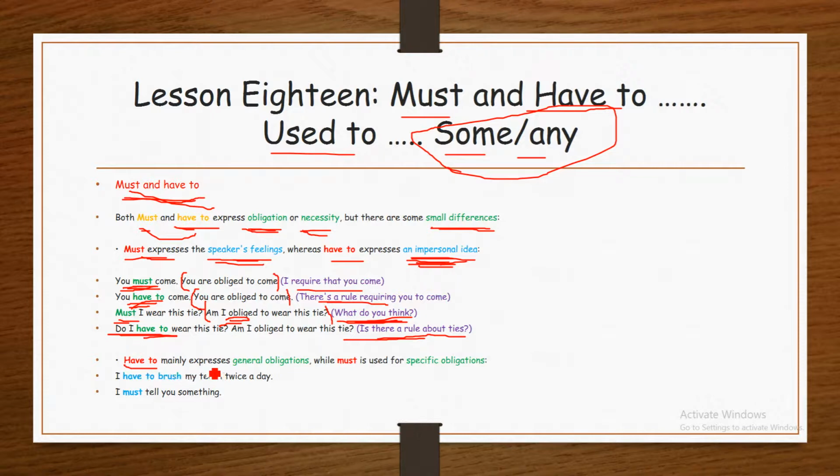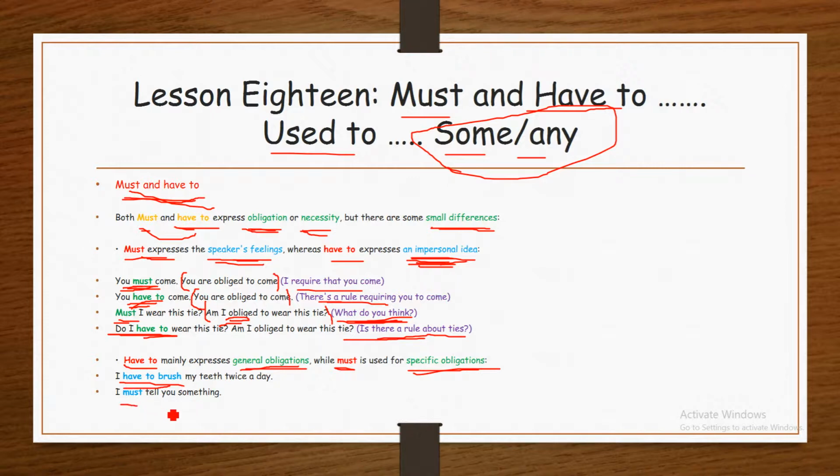Have to mainly expresses general obligations, while must is used for specific obligations. For example, I have to brush my teeth twice a day. It is what? It is a general obligation. Have to is used to express a general obligation.